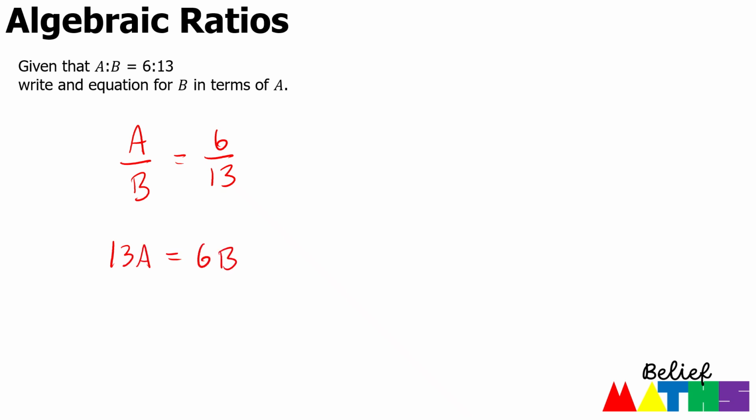Now once you write an equation for B in terms of A, that means get B on its own. So we're going to divide both sides by 6 to get B on its own, and we get B is equal to 13A over 6. And that's our ratio for B. That's our equation, should I say, of B in terms of A.